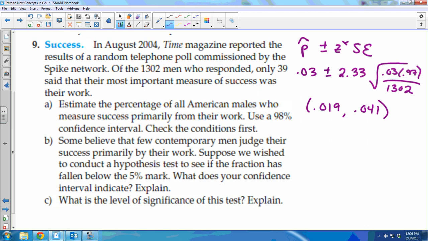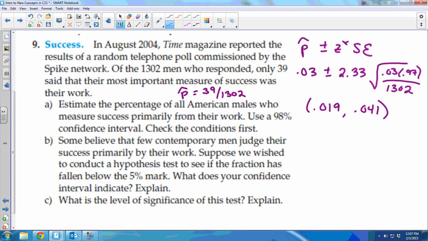Any questions about how I got any of that? I know you guys have all seen confidence intervals before, so I'm not going to work every single step out. Yes. That's p-hat. So p-hat is 39 divided by 1,302. Again, you guys can do confidence intervals. This is not new. Everyone okay with that part? That's part A. What should you end part A with?